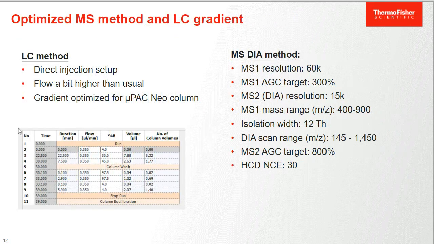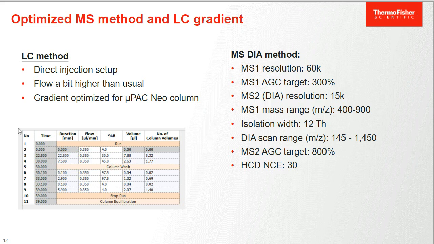Here are the brief details of the MS method and LC gradient. A direct injection setup was used on the Vanquish Neo UHPLC system. We used a flow rate of 350 nanoliters per minute, which is a bit higher than the usual flow rate of 250 to 300 nanoliters per minute. A 30-minute optimized gradient was used on a micropack Neo column. Overall runtime was 39 minutes.